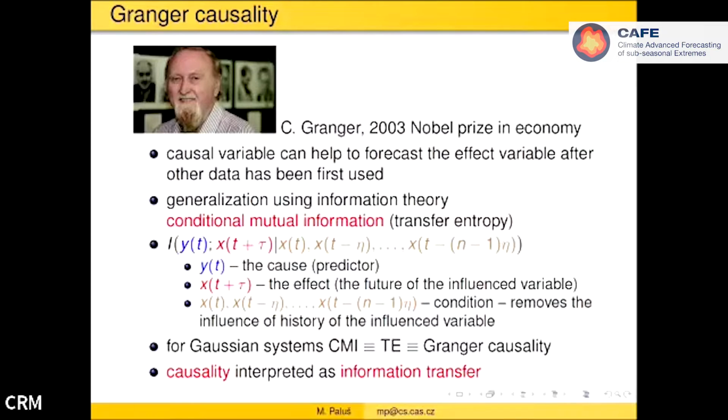As I said, conditional mutual information is a general measure of dependence, and when it is expressed for Gaussian systems, it is equivalent to Granger causality.